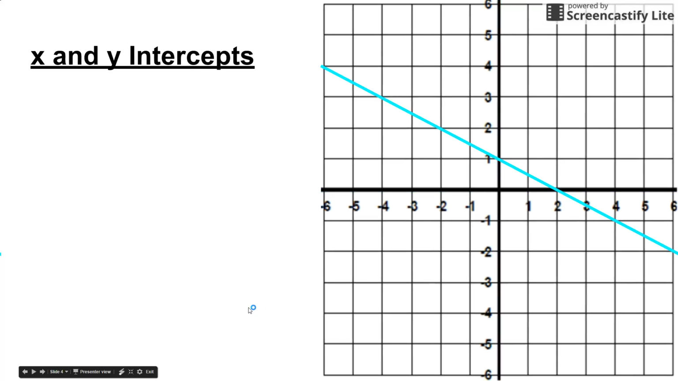It's really important. So see if you can figure out the coordinates for each intercept here. Your y-intercept is 1. You'd write that as a coordinate pair, 0, 1, because your x value is 0 for whatever y-intercept. And your x-intercept here is 2, so your coordinate would be 2, 0.